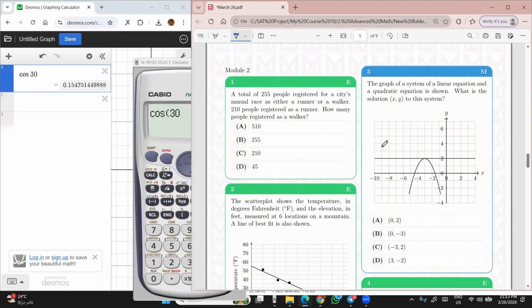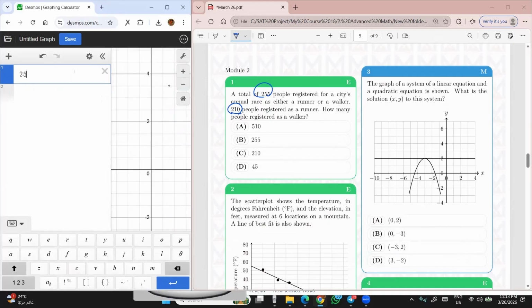And then module 2 of the exam. A total of 255 people registered for a city's annual race as either a runner or a walker. 210 registered as a runner. How many people registered as walker? That's a very easy one. Just subtract. This is the total, and these are the runners, so we need to get the walkers, just subtract 255 minus 210, and you get 45, letter D.